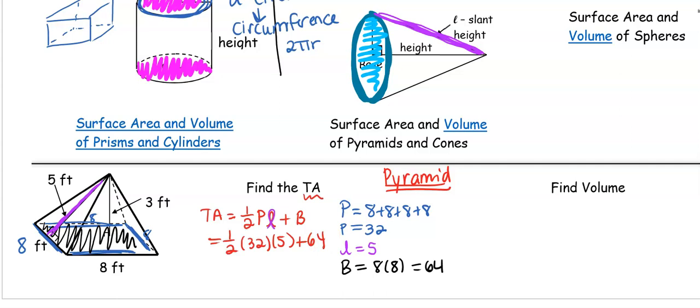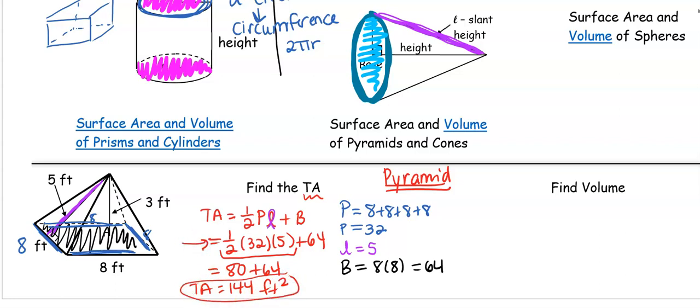If you want, just go ahead and put all of this into your calculator at once. If you don't, you need to simplify these three numbers together. So 1/2 times 32 times 5 gives you 80. Then add the 64 to get that the total area is 144 feet squared. But again, you can just enter it from here all in your calculator.